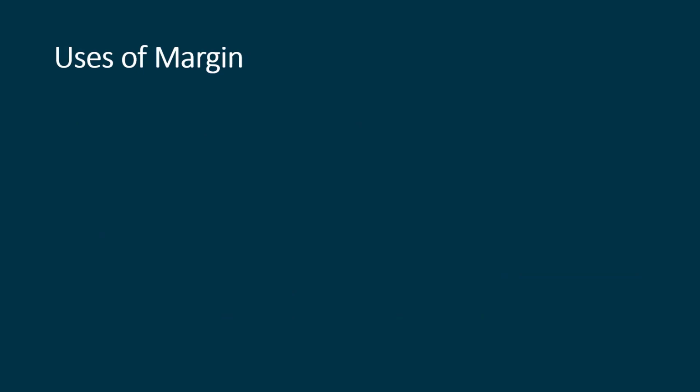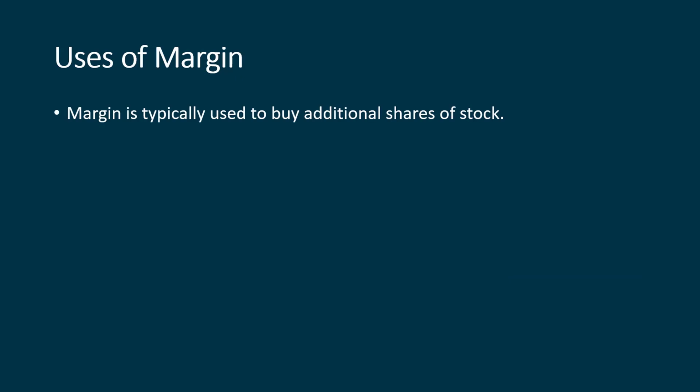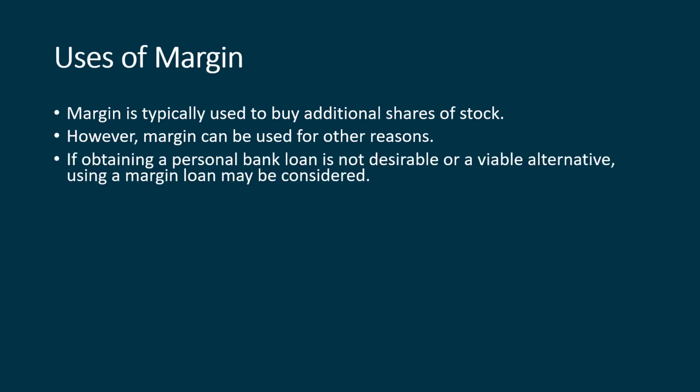So what are some of the uses of margin? Why would anybody even want to do this? Besides the obvious reasons, margin is typically used to buy additional shares of stock. However, margin can be used for other reasons. If obtaining a personal bank loan is not desirable or even a viable alternative, you can make yourself a loan using your brokerage account. That might be something that you would consider, and you have more control over that.